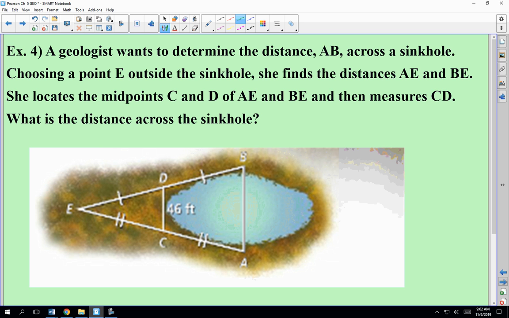So she locates the midpoints C and D of AE and BE and then measures CD. What is the distance across the sinkhole? She's able to get these midpoints totally staying outside of the sinkhole. She can measure this distance very carefully, and it's 46 feet. Now she's going to use that measurement in the Midsegment Theorem to figure out how far across the sinkhole is.